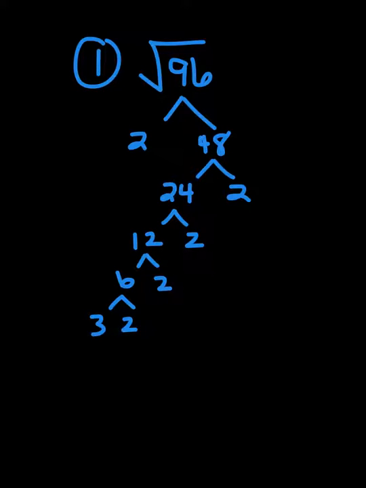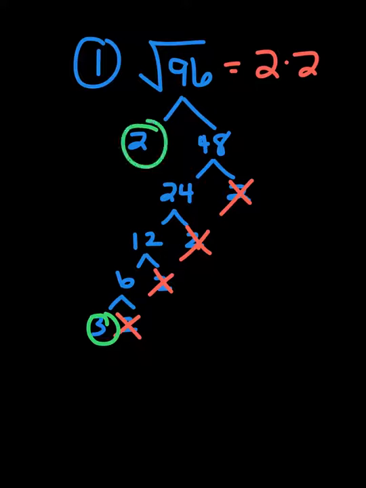So I'm looking for any pairs that I might have inside of 96. It looks like I have a pair of 2's, which brings 1, 2 out in front of my radical. And I have another pair of 2's, which brings another 2 out in front of my radical. Left behind at the roots of my factor tree are 3 and 2. So inside the square root, I have 3 times 2 remaining, leaving me with 4 root 6, since it's all multiplication.